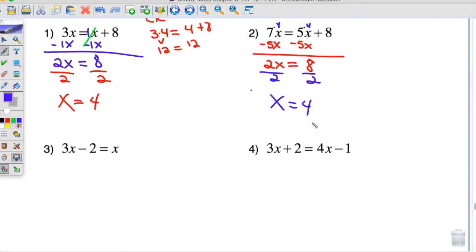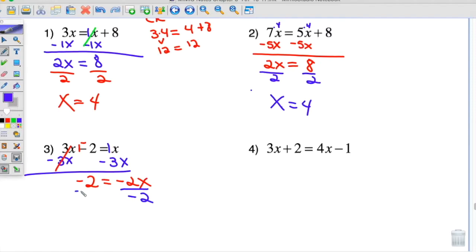In number 3, we have 3x minus 2 is equal to x. So our term that's alone is the x, so we want to minus 3x from both sides. We can put a 1 in front of the x also. When we do 3x minus 3x, we bring down the subtract 2, which really now is a negative 2 because we can change that to adding the opposite. And then 1 plus a negative 3x gives you negative 2x.